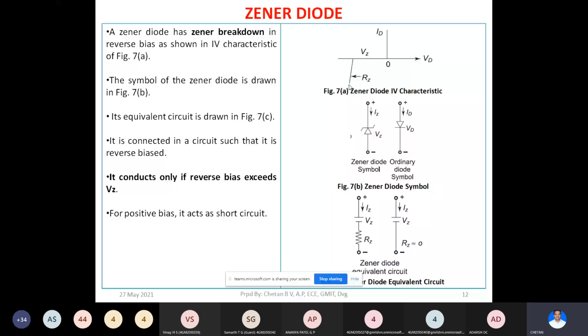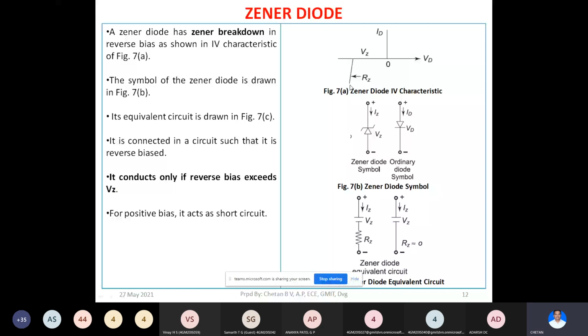There will always be a limitation for the maximum reverse current in the reverse breakdown region. If the current exceeds this limitation, then the diode may be completely damaged, right? So we have to take care that the current does not exceed this maximum value in the reverse direction. That is termed as IZ minimum.